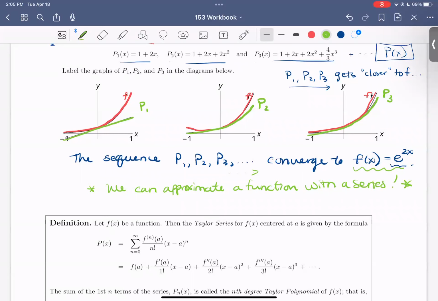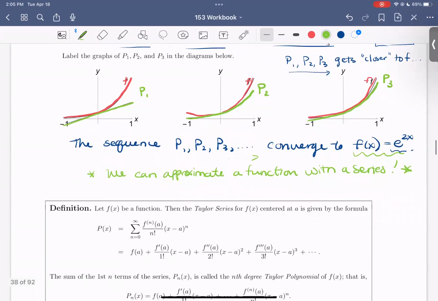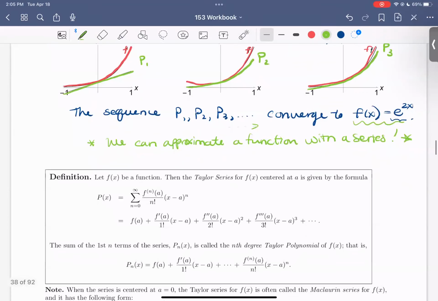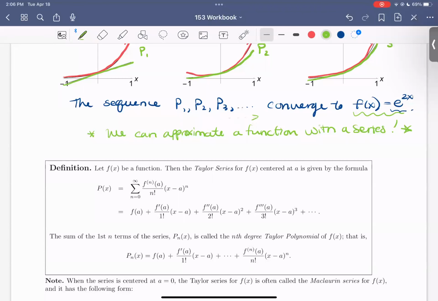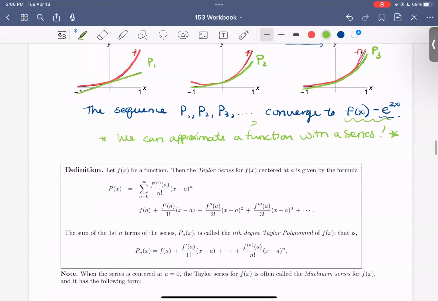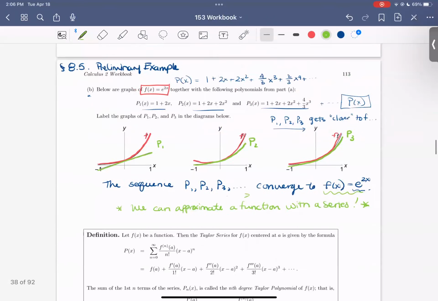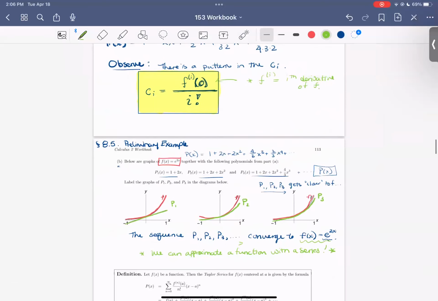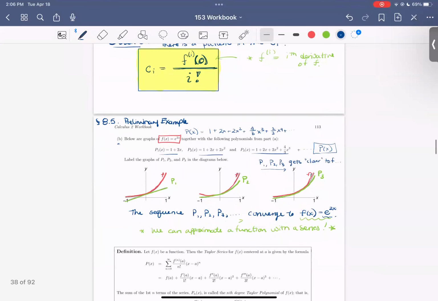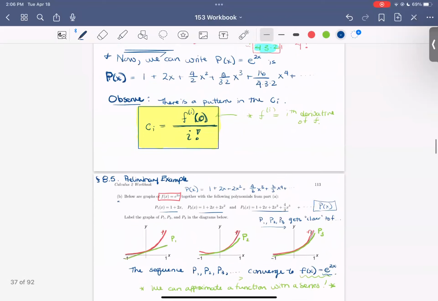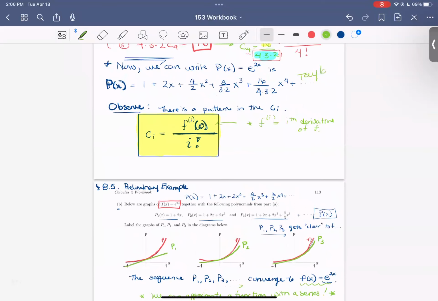Very cool. So now that's going to lead us to the main definition of this section. It turns out what we just computed in parts A and B of this preliminary example is called a Taylor series. So this p of x that we've computed is known as a Taylor series. And it turns out this form for the coefficients is a general form.